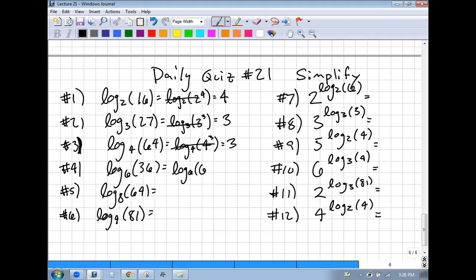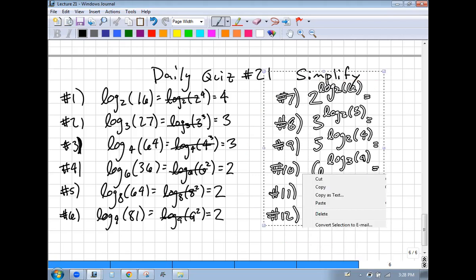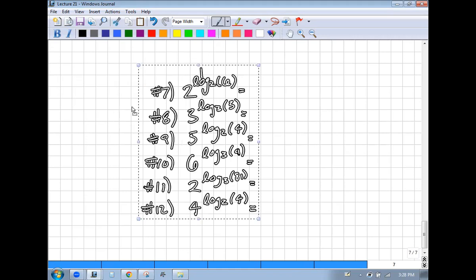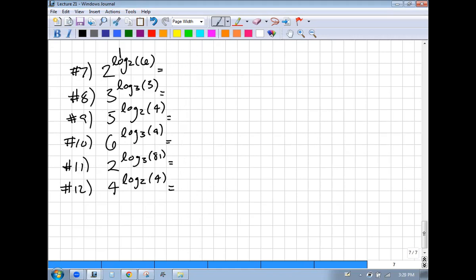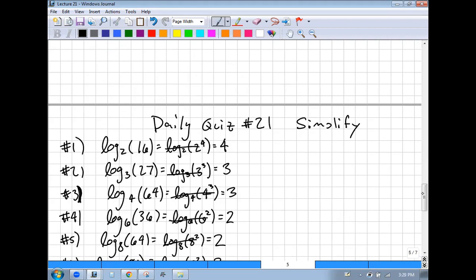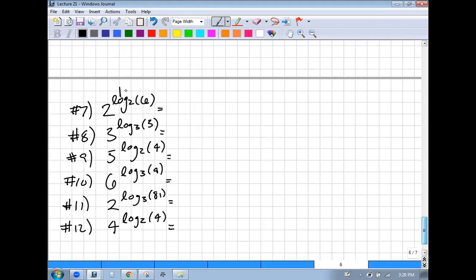36 is 6 squared, log base 6 and 6 to the undo one another. 64 is 8 squared, so those undo one another, and you get 2. 81 is 9 squared, those undo one another, and you get 2. Let's take these, put them on the next page. We have some room. Oops, I stole something here. Over the P, that's okay.